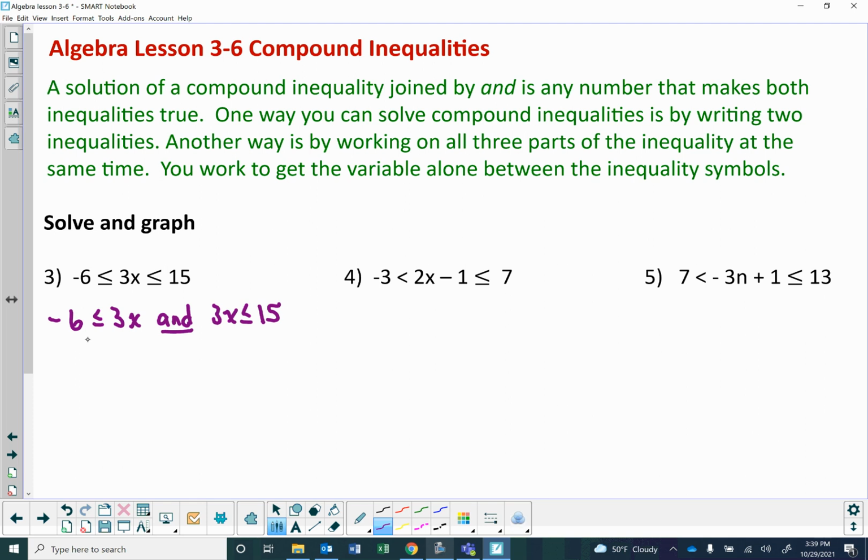So to solve the -6 is less than or equal to 3x, I need to divide by 3. So that gives me -2 is less than or equal to x. And over here, divide by 3 again.